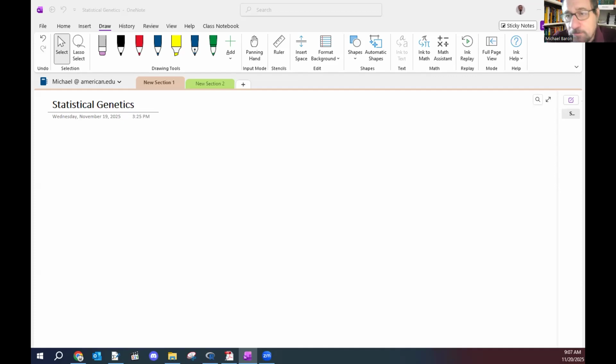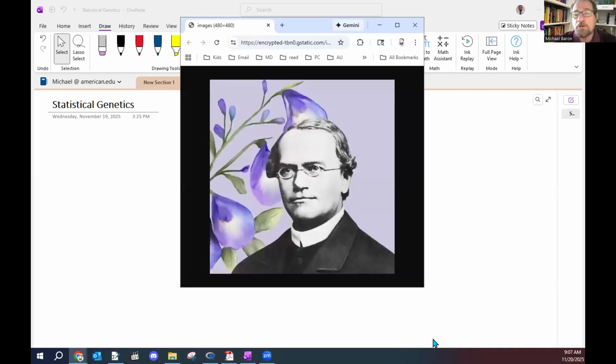But we have only one lecture on statistical genetics. We will talk about the very basic terms and basic foundations of statistical genetics. The foundations were laid by an Austrian biologist, Gregor Mendel, a 19th century scientist.